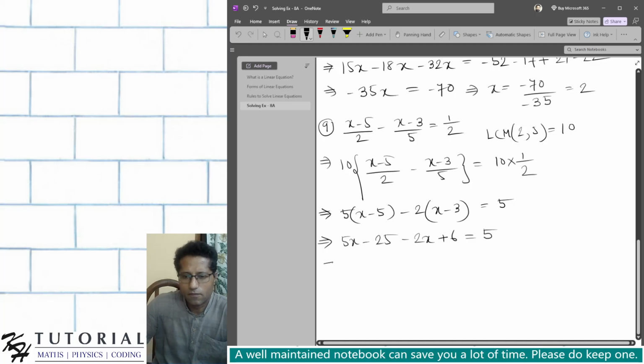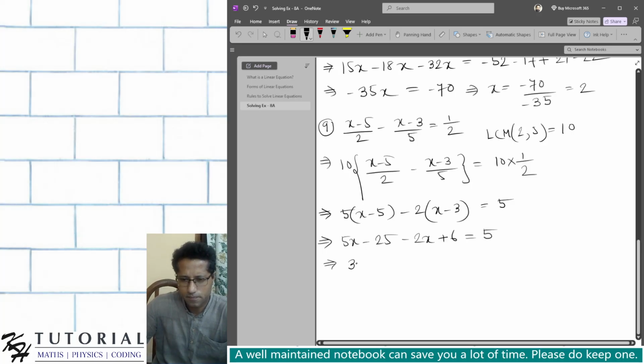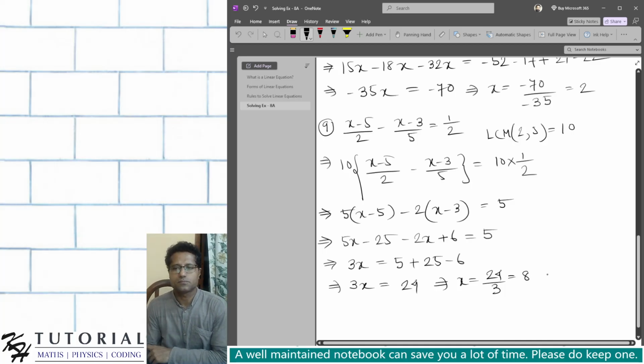Okay. Now I will keep all the variable terms on the left hand side and all the constant terms to the right hand side by doing some transposition of terms. So I get 5x minus 2x is 3x, and I bring the constant from LHS to the RHS, and I have 5 plus 25 minus 6. So this implies 3x is equal to 30 minus 6 is 24. So this implies x is equal to 24 by 3, which is equal to 8. Okay.